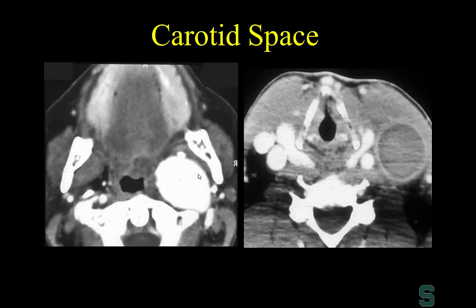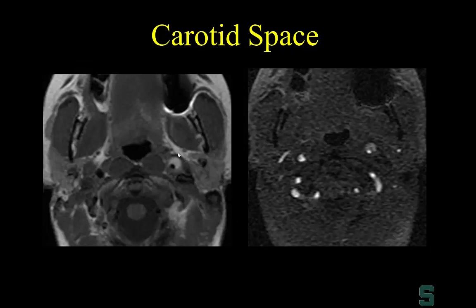So for instance, here's a carotid space mass. What's the diagnosis for this very large carotid space mass? It's an aneurysm, right? Here's another carotid space mass. This patient had a prior history of a central line. So we can see the jugular vein, the carotid artery, and what's this? Thrombosis of the jugular vein, exactly right. Again, a carotid space mass.